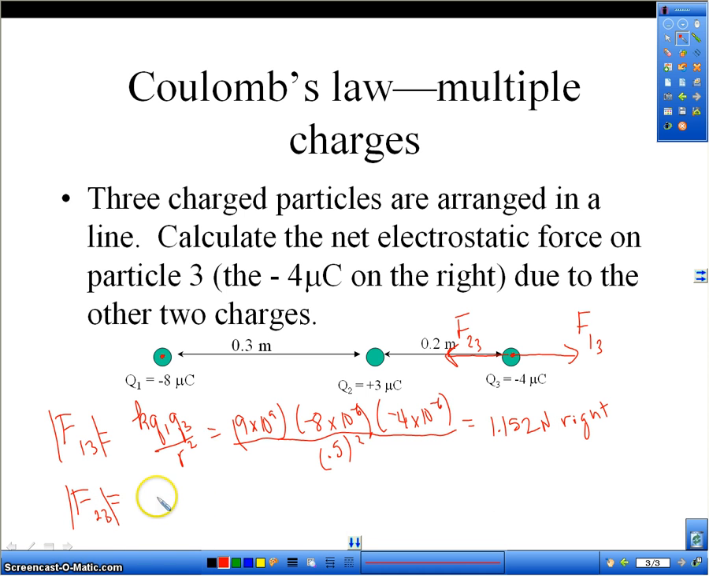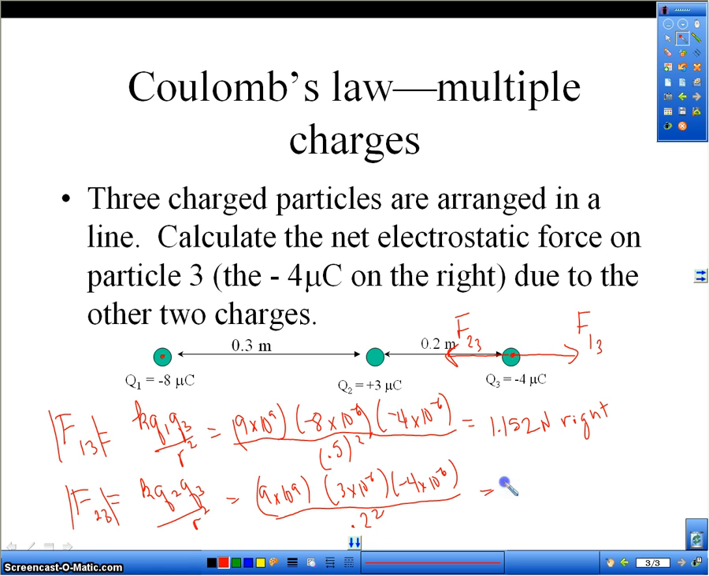It's going to be K Q2 Q3 over R squared. So that's going to be 9 times 10 to the 9th, 3 times 10 to the minus 6, negative 4 times 10 to the minus 6, divided by 0.2 squared. And that's the one that gives you 2.7 newtons pointing to the left. So now if I want to figure out the net force, I subtract these two numbers because they're pointing in opposite directions, and my net force ends up being the subtraction of the two, which is 1.548 newtons to the left. So that's how that ends up working out.